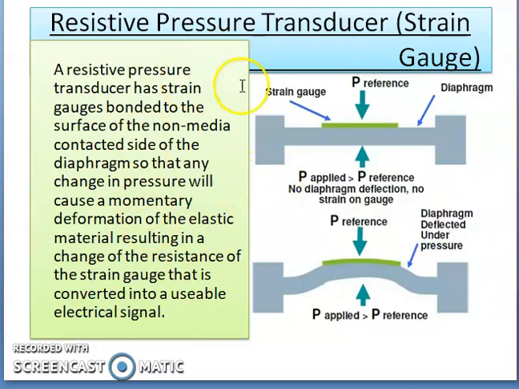This is the basic principle of resistive pressure transducer. We have a diaphragm and on that we place our strain gauge. By applying the pressure, we can change the diaphragm and also change the resistance of our strain gauge.